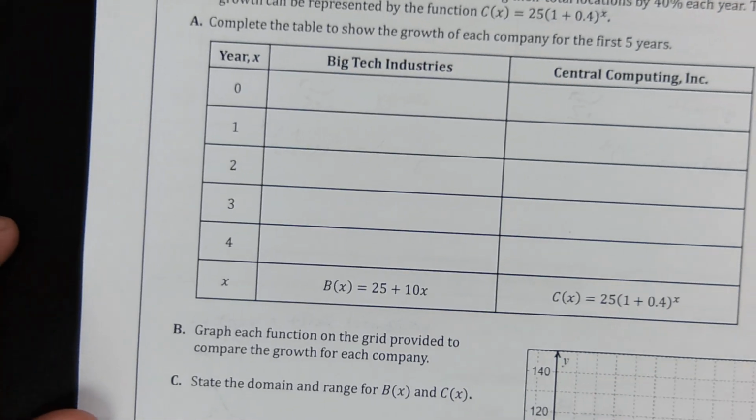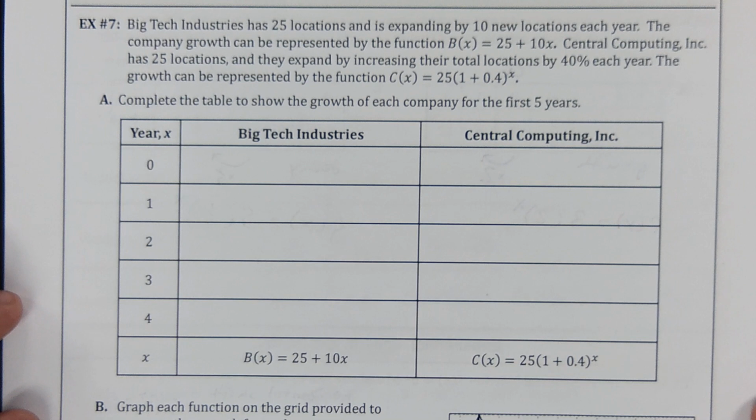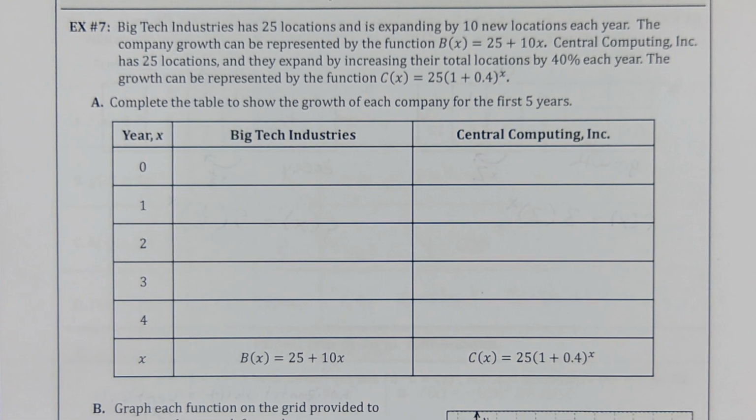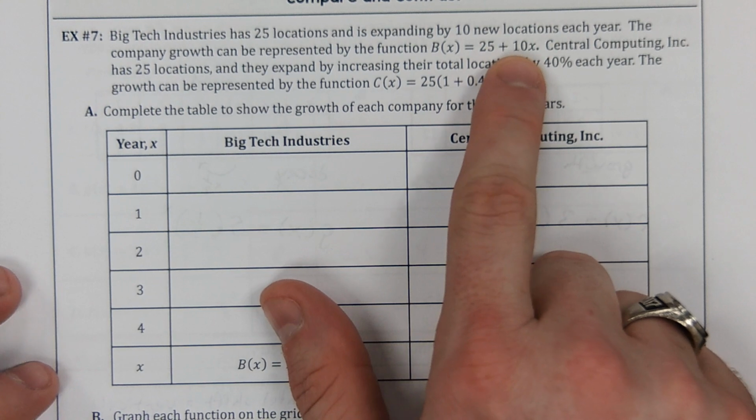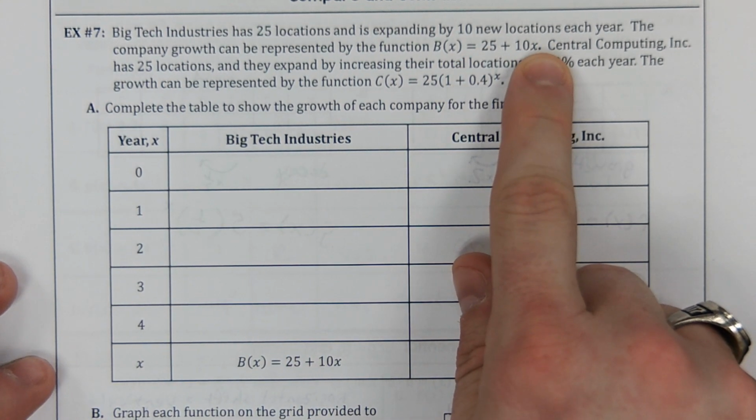And for this one, we are going to use our graphing calculators because we're going to be lazy and we don't want to have to actually compute these things. Big Tech Industries has 25 locations and is expanding by 10 new locations each year. The company growth can be represented by this function, 25 plus 10x, because 25 is the initial number of stores, and then we get 10 more each year.